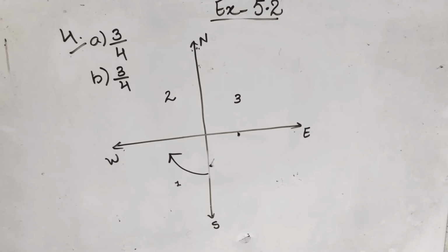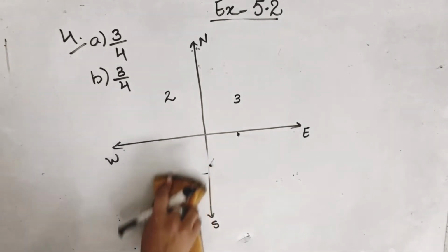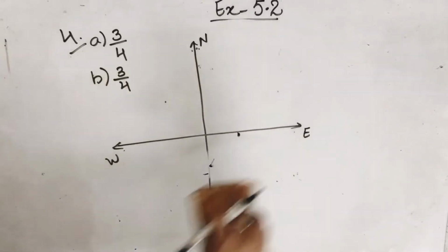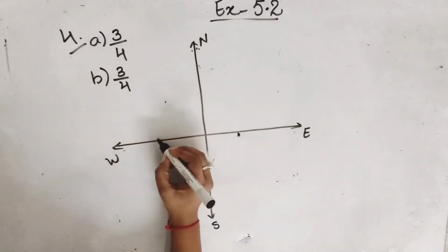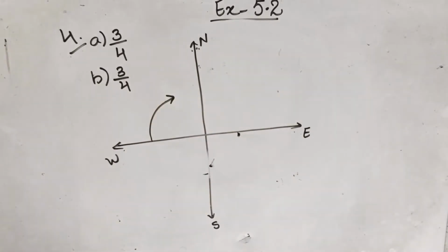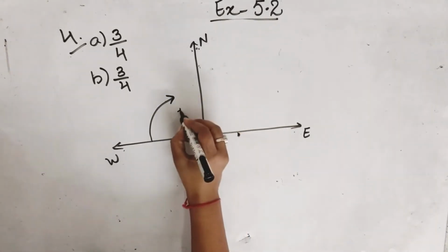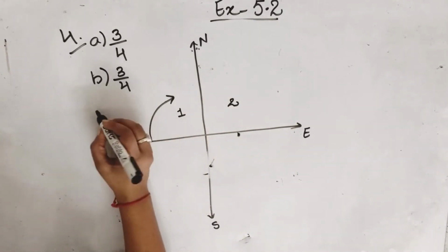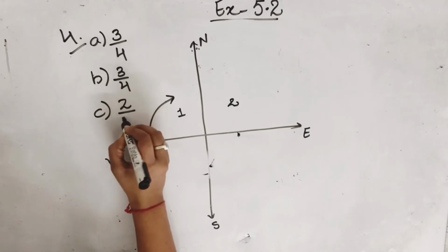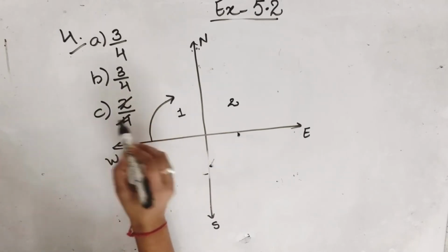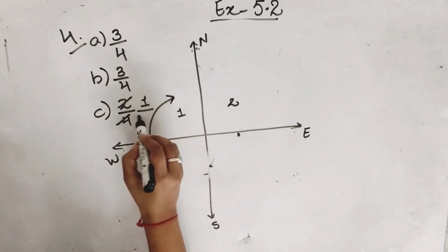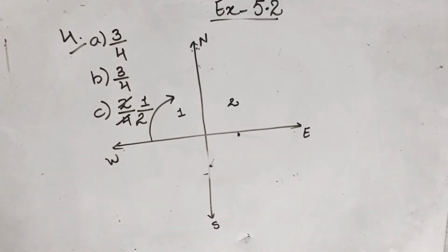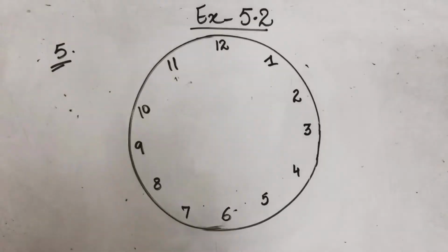C part, west and turn clockwise to face east. Now you have to start from west. Again you have to move clockwise and reach east. So 1, 2. So answer is 2 by 4. Now 2 by 4 you can simplify and you will get 1 by 2. That is half a revolution.